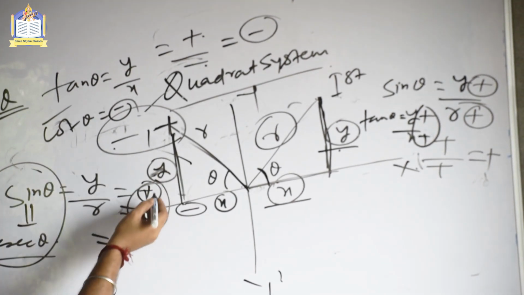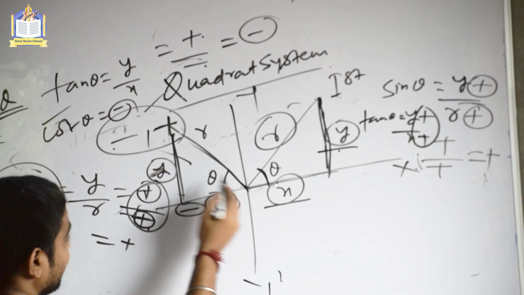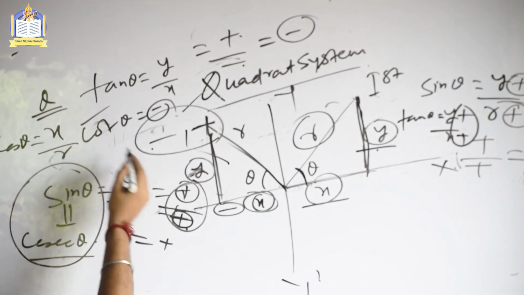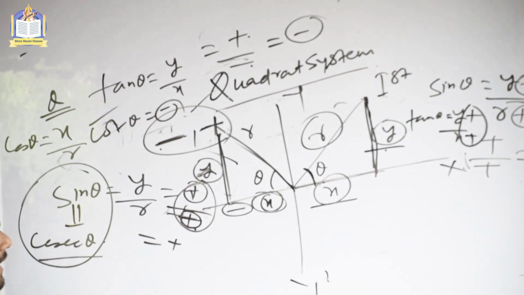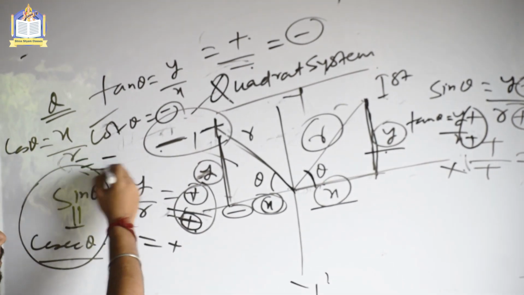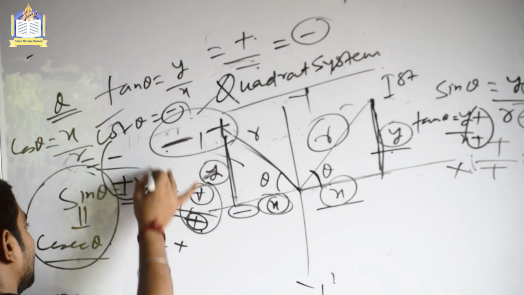Okay. So cos theta in the second quadrant. Cos theta is nothing but b by h, again, x by r, right? In the second quadrant, this x is negative. You can very well see here. And r, being the radius, can never be negative, right? So r is positive. Negative by positive again gives a negative result.